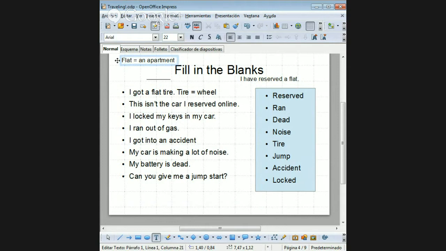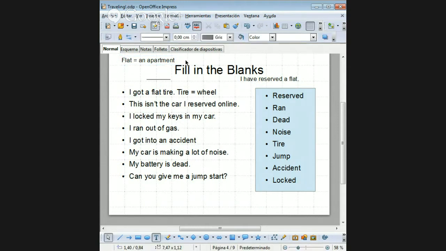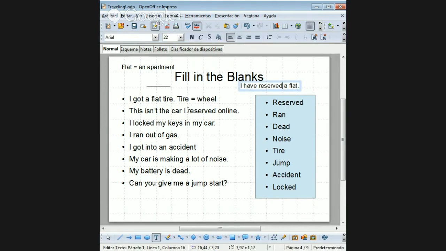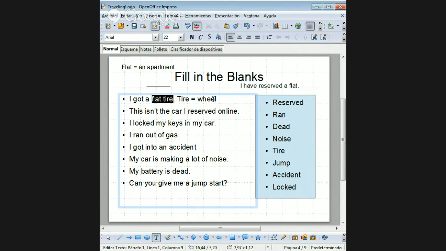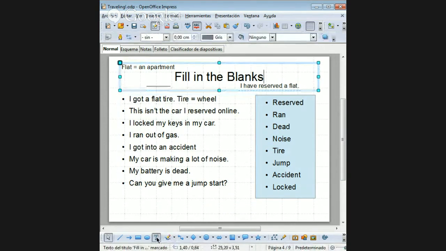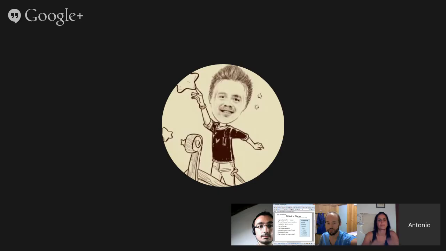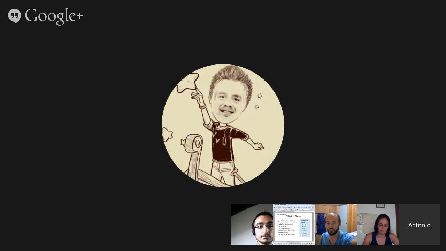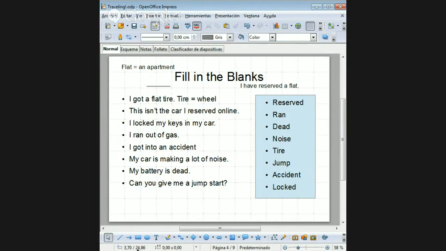So flat is an apartment. It's more of a British English thing to say. So I've reserved a flat, I've reserved an apartment. This is the same thing. And a flat tire is just when you lose the air in the wheel of your car. Does that make sense? Do you know the difference now? Okay, good. Thank you. You're welcome. Any other questions?